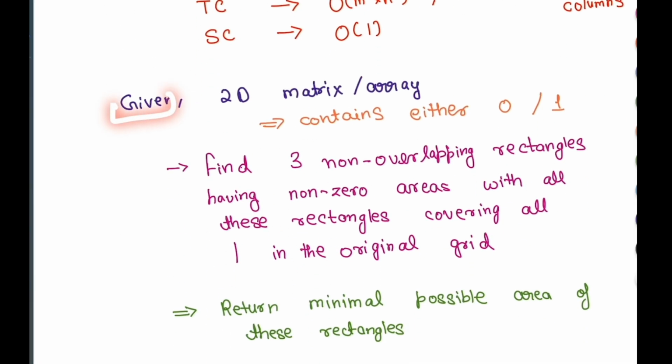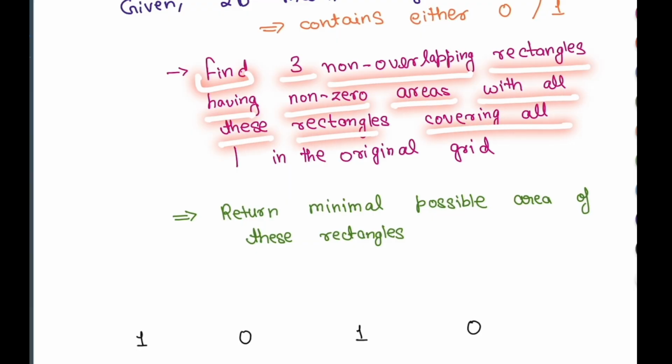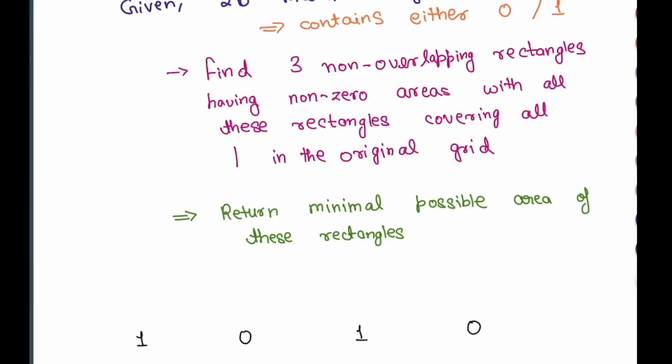Now we are given a two-dimensional matrix or an array. That's our input. This 2D matrix contains either 1 or 0. Now the output we need to give, first of all, we need to find the number of non-overlapping rectangles having non-zero areas, with all these rectangles covering all the ones in the original grid. Now this might sound confusing, but it is actually easy to understand.